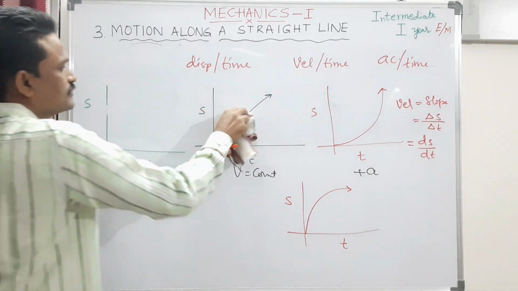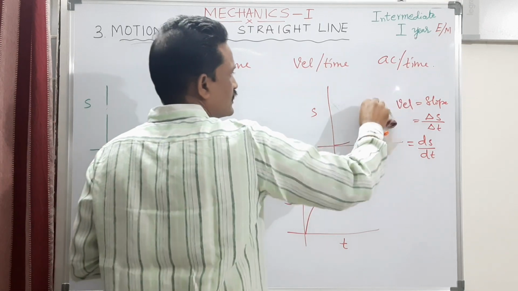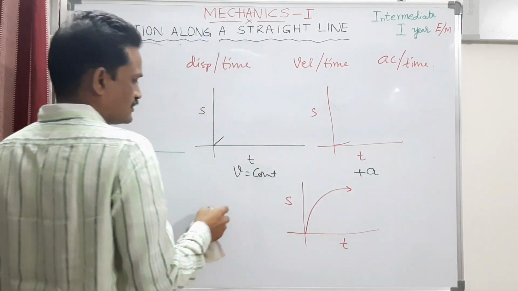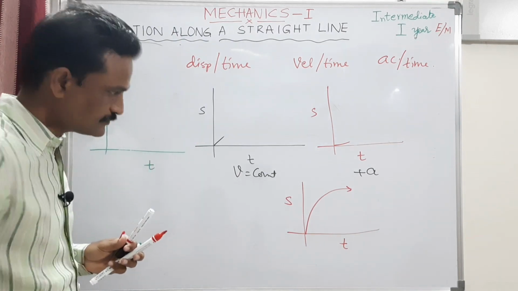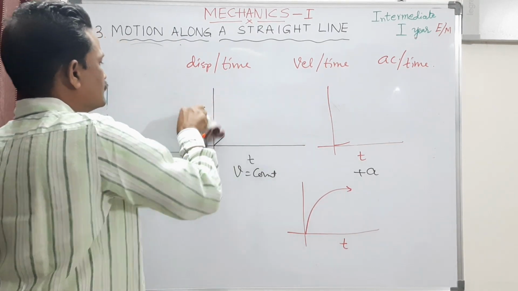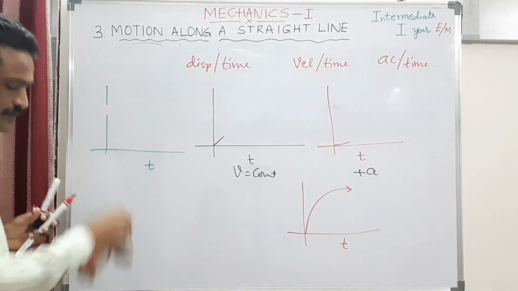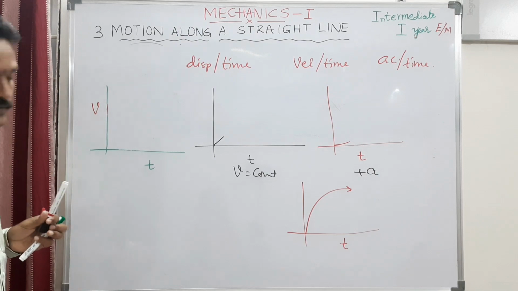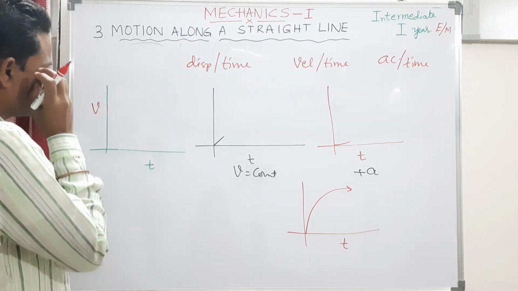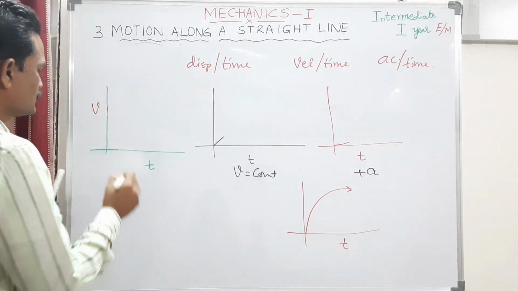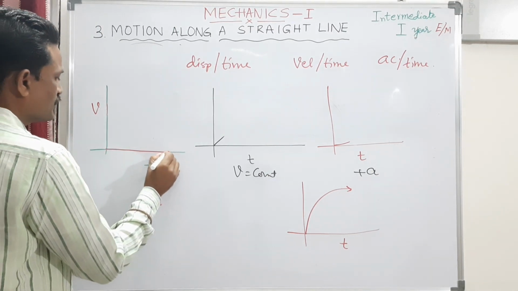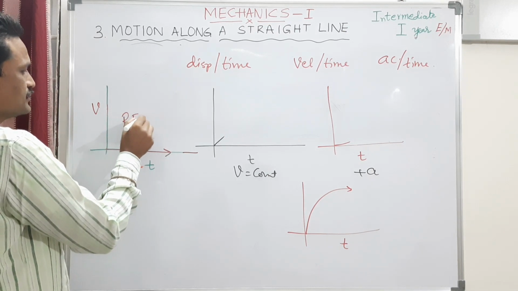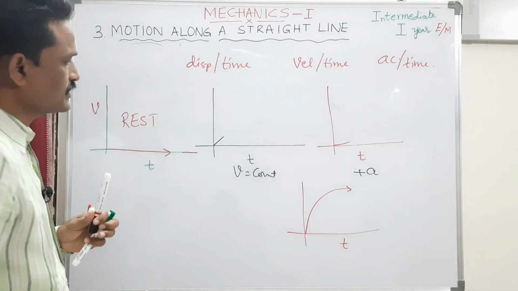So for the same xy axes, I change s to v. v stands for velocity. I am taking velocity on the y-axis and time on the x-axis. If the object is at rest, its velocity must be 0. So the graph is nothing but a straight line along the x-axis. So this indicates the object is at rest, that is a stationary object.